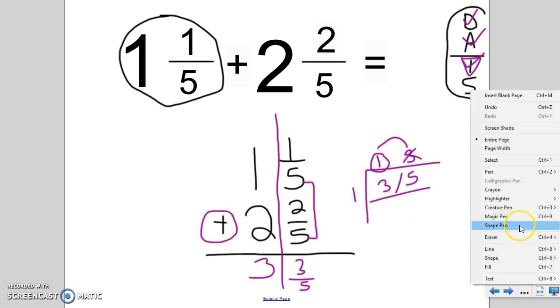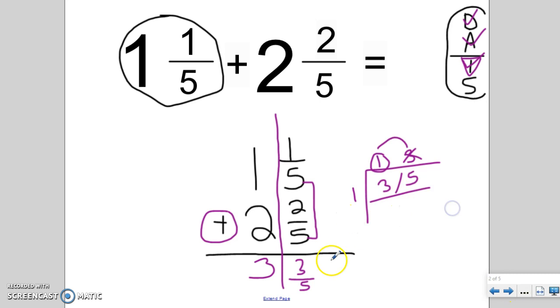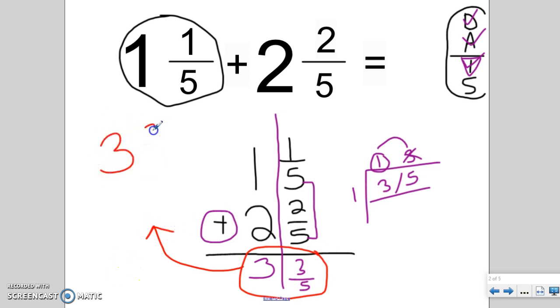So if I think about what my final answer is, I have to include both parts of my answer. My final answer would be 3 wholes and 3/5 more. So my final answer would be 3 3/5. So let's try another one.